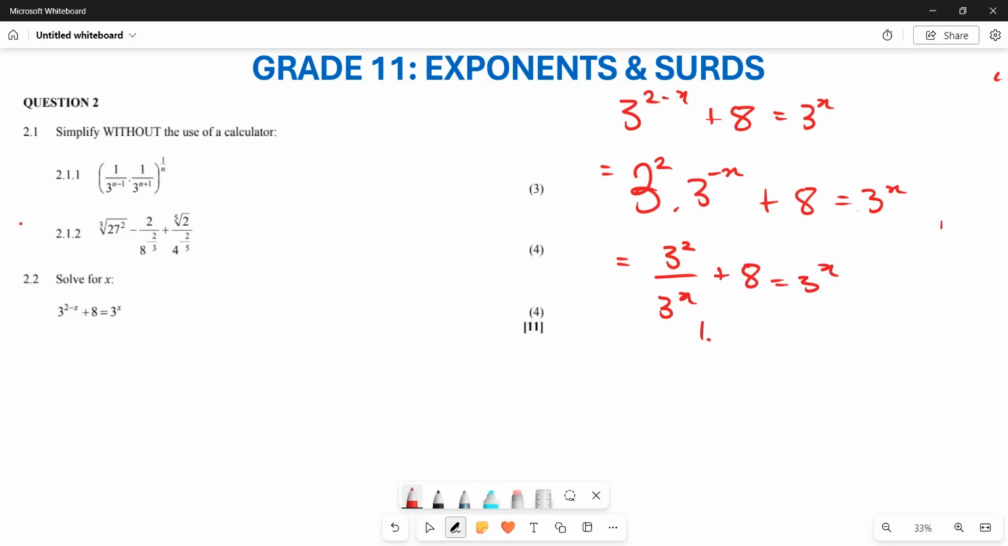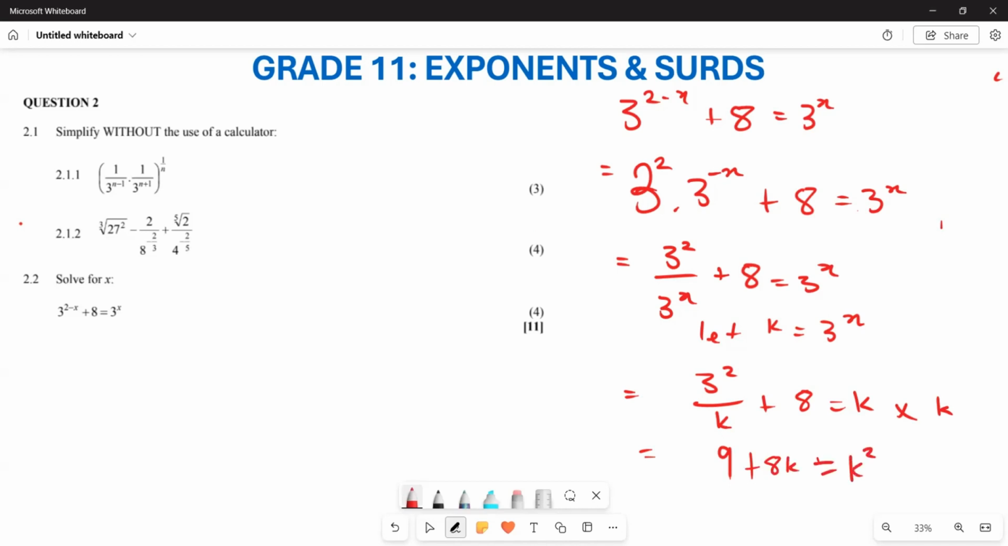Now that you are having this, I just want to let k be equal to 3 to the power of x, which means now this is the same as 3 squared over k, plus 8, is equal to k. Now, what is it that you're going to do? Now you're going to get rid of this denominator. What is 3 squared? Let's just fix this. This is going to be 9. And now, in order for you to fix this, you are going to multiply everything by k. When you multiply everything by k here, the 9 is going to remain on its own. The k is going to be cancelled, right? So this is going to be plus 8k, is equal to k squared.